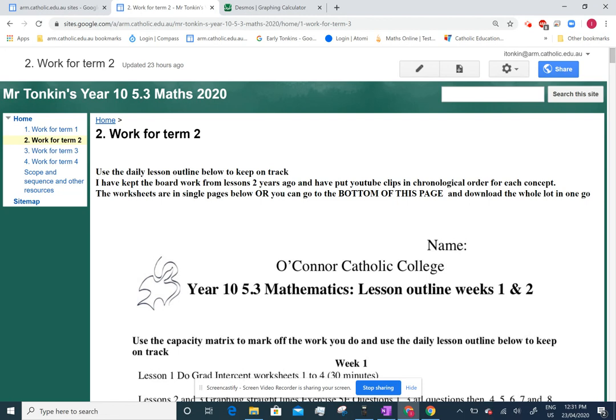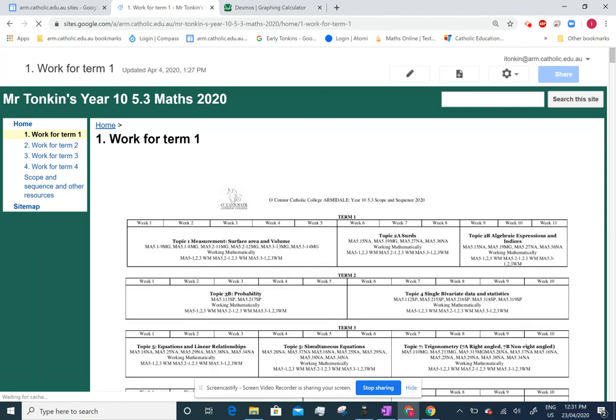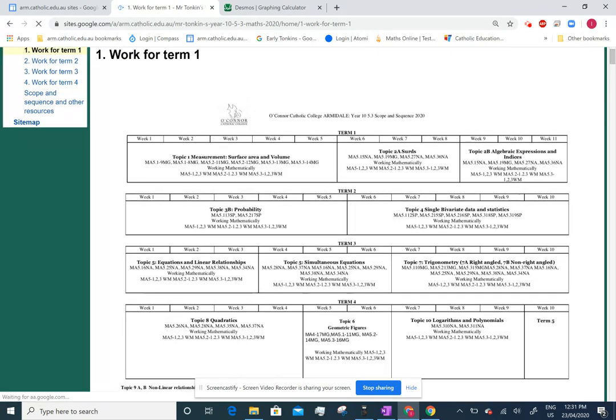Now, the first thing you need to realise is that I have changed the scope and sequence around for no other reason than the work that we were meant to be doing in term 2, which you can see here from our scope and sequence, was probability and data, is difficult to do via an online platform. I'd rather do that when we're back face to face. So essentially, I've reworked it and I've just swapped the work we were going to do in term 2 to term 3 and the work we were meant to do in term 3 to term 2.